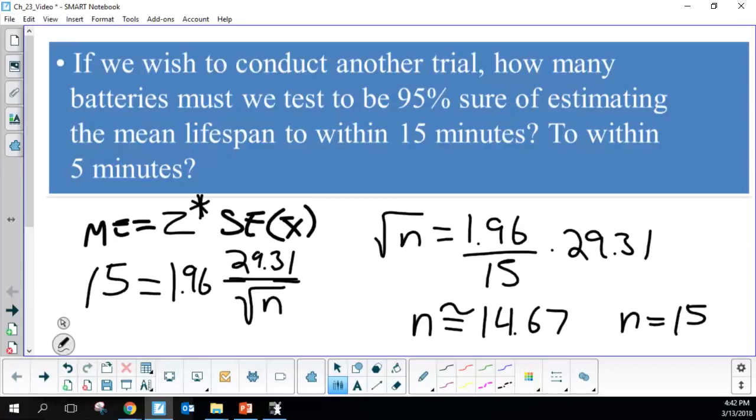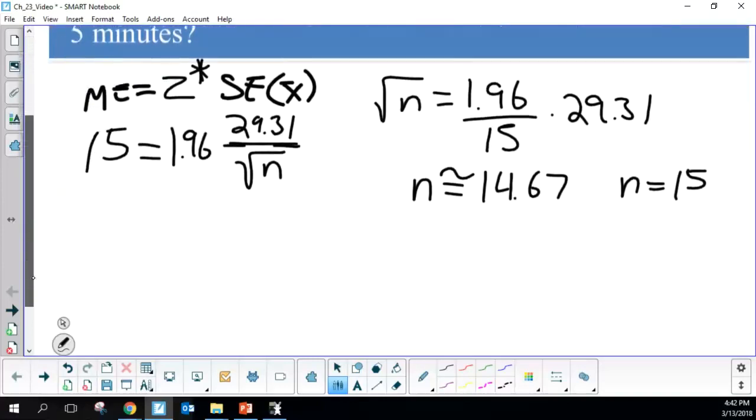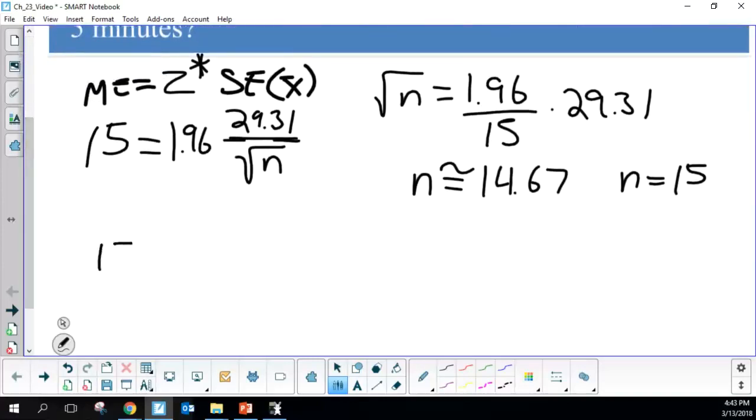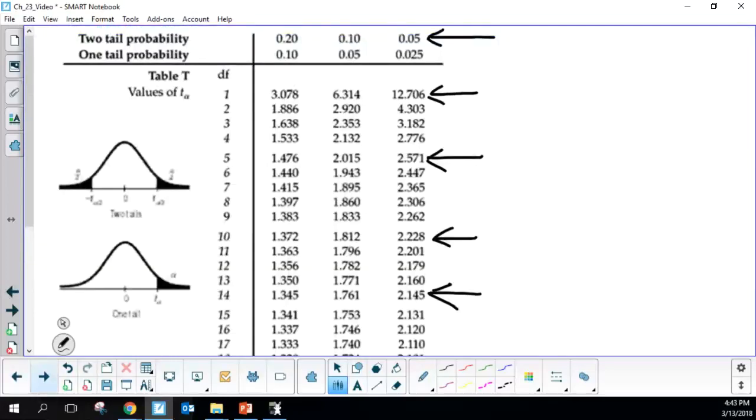But what I'm going to do now is this used a z-score. Now that I have an initial figure, I'll use that to calculate for t. So my margin of error is still going to be 15 minutes. But this time we're going to solve for our t asterisk, but with 14 degrees of freedom. So I can pull up that table we just had a moment ago.